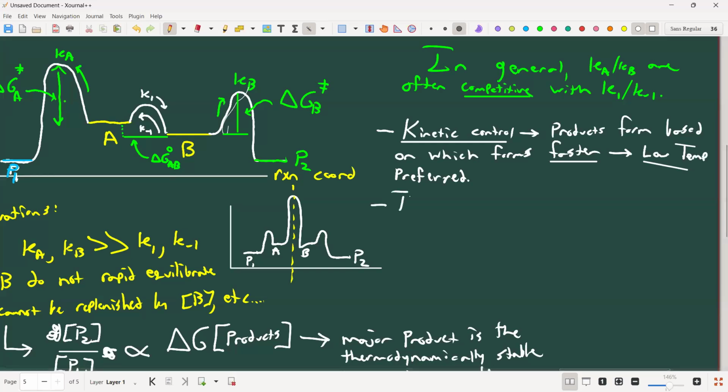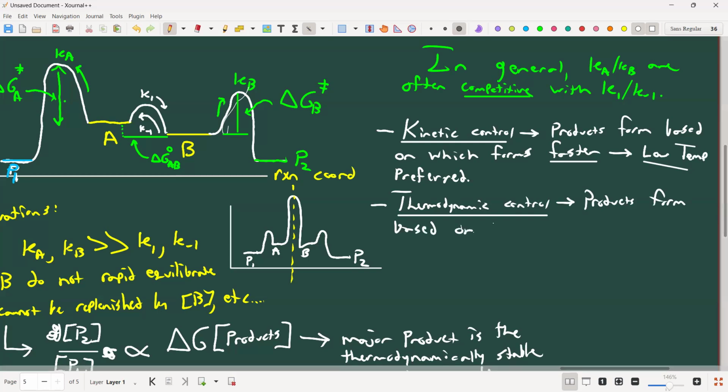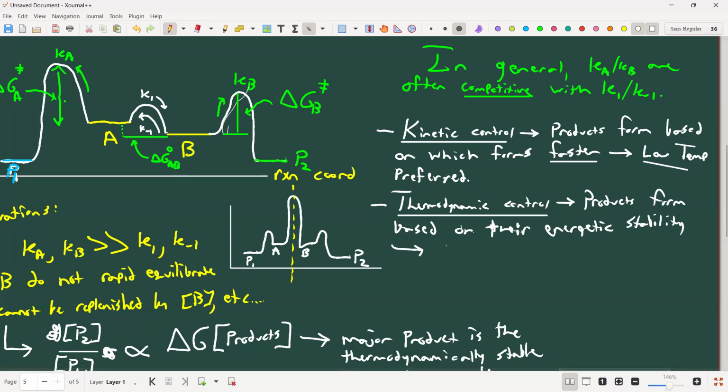And then thermodynamic control, which is where products form based on their stability, on their energetic stability. The equilibrium between them has nothing to do with the rates. This tends to be dominant at high temperature.